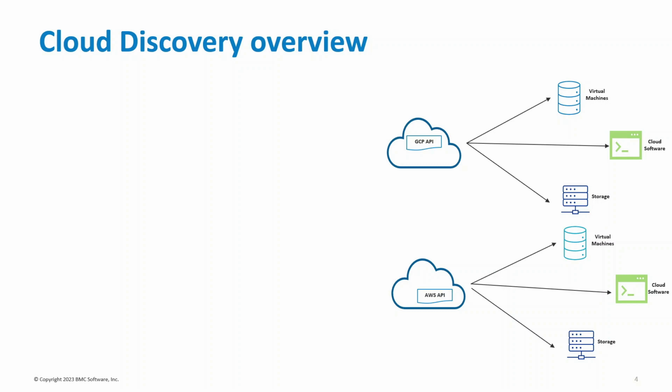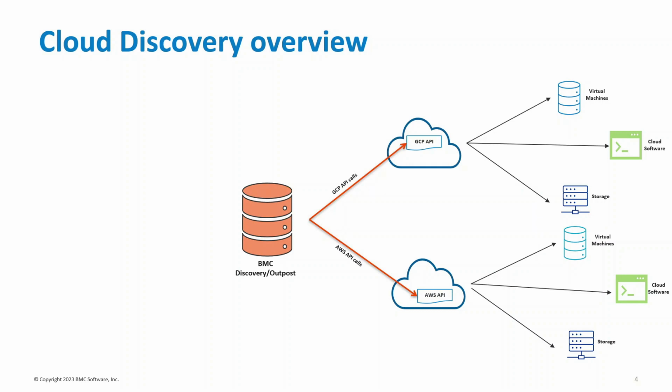In order to discover these resources or services deployed in cloud environment, you will need a discovery appliance or outpost deployed in your environment. In addition to this, you will also need to configure credentials or access keys that will be used by BMC Discovery to connect to the API manager of the respective cloud provider. BMC Discovery will then run some set of predefined API calls to discover the data from these cloud providers.